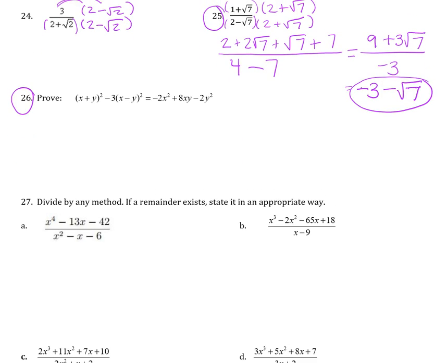Okay, if I come down here to 26, I told you guys in class that if you're proving something, you're working each side separately. So just draw a line down the middle to remind yourself that you are doing this. Please do this on the test. Okay, so I'm going to start on the left-hand side here. So I've got x plus y squared. So this is the same thing as x plus y times x plus y. Okay, maybe I'll actually move this over a little bit just to give me some more room. Okay, minus 3 times x minus y times x minus y.